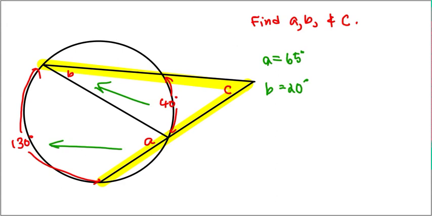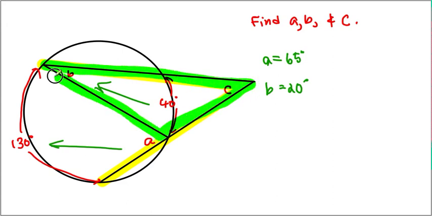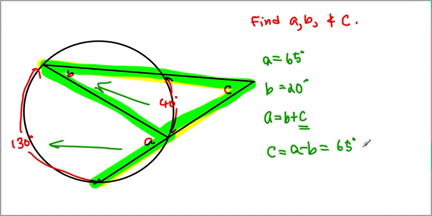In order for us to look into this one, I was hoping that you could recognize another exterior angle relationship here. You see the triangle here. If I extend this line, A is the exterior angle of that green triangle. So therefore, A must be equal to B plus C. Then how do you figure out what C is? C is simply equal to A minus B. Then what is A minus B? 65 minus 20, which will be equal to 45 degrees.